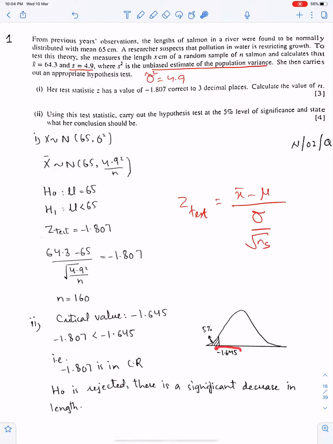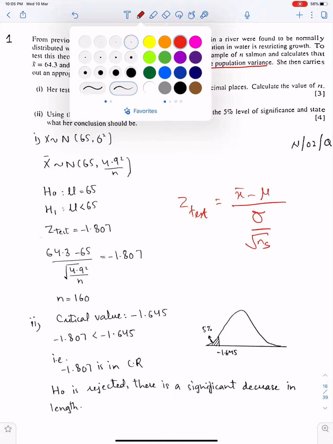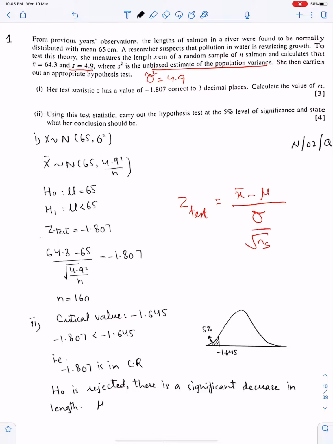Now, this is the critical region, minus 1.645. Since this z-test value, minus 1.807, lies in the critical region, you have to reject H0. You have to accept the claim that mu has decreased. Reject H0, there is evidence of a significant decrease in length. Or you can say mu has decreased. You are accepting this because your z-test lies in the critical region.